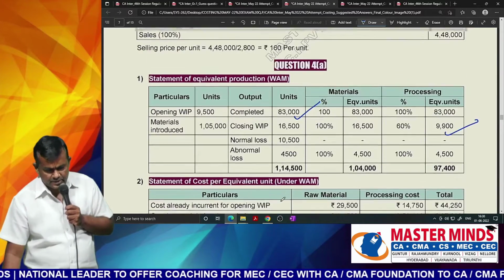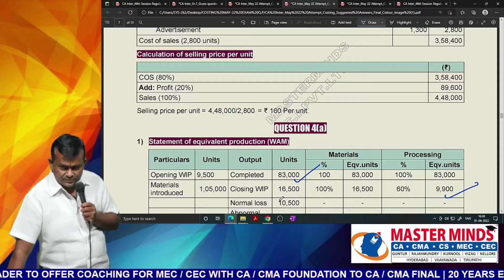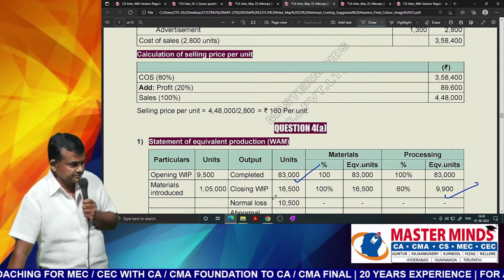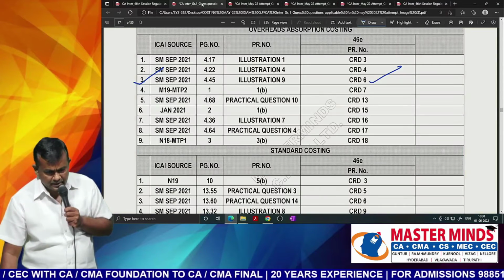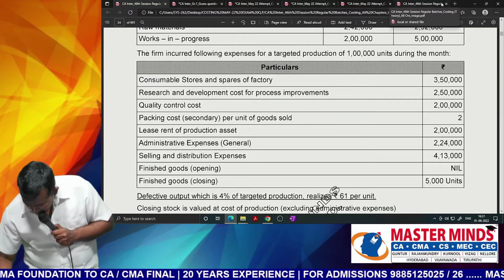Okay. So this is the weighted average method. The same pattern was already discussed in the classroom segment. Right. In main material.